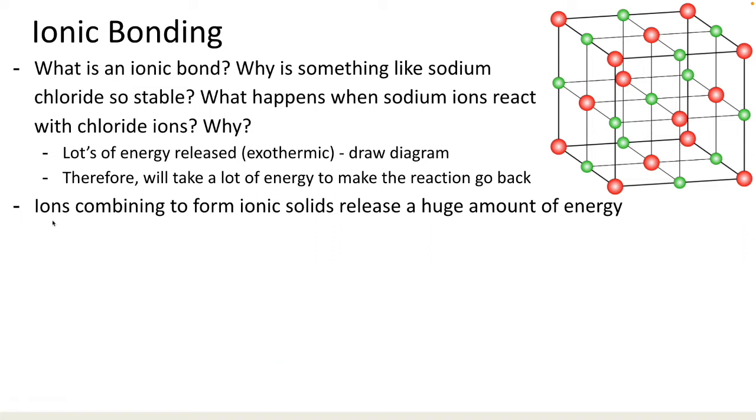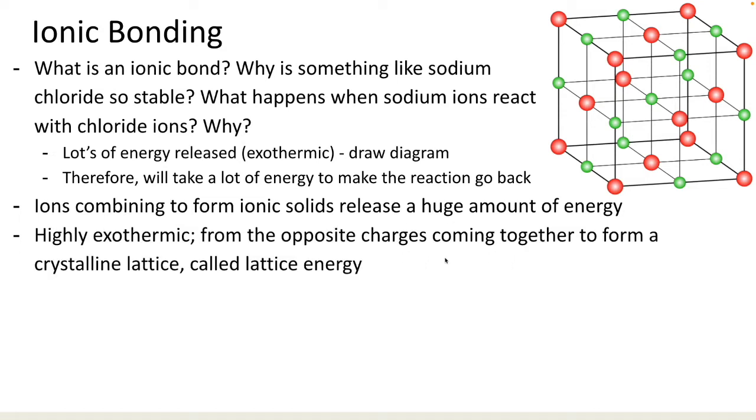So our ionic bond has ions combining to form ionic solids that release a huge amount of energy. Highly exothermic, from the opposite charges coming together to form a crystalline lattice. And this energy, when these ions come together, is what we're going to refer to as the lattice energy, which I'll put a definition up for in just a moment.